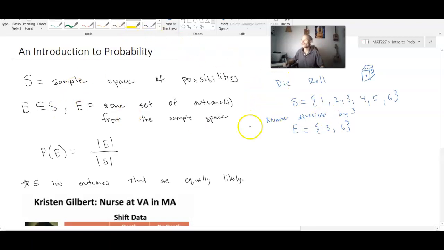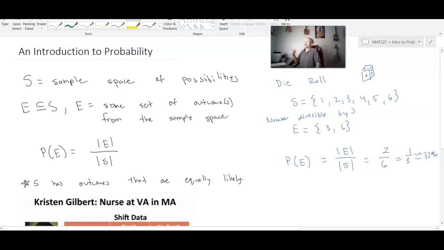Okay, so to define the probability of this event, the probability of event E is the size of that set E divided by the size of the sample space. Now, the number of elements in there is the size of that set. So 2 elements that we're interested in rolling, or 2 sides that we're interested in showing when we roll that die, divided by the number of possible outcomes, which is 6. That gives 1/3, or approximately 33%.